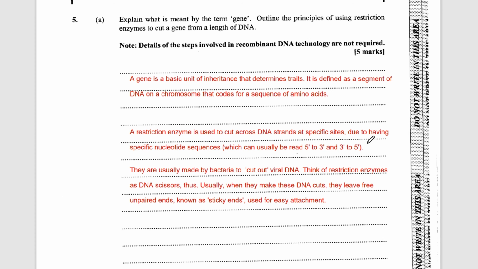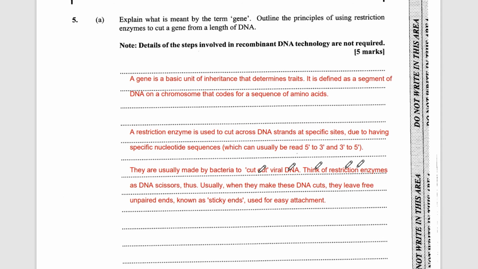And you have palindromic words too. An example of a palindromic word is Bob. B-O-B can be spelled the same way forward and backward. And another one is racecar, which again can be spelled the same way forward and backward. In this case, you would have nucleotide sequences that would be the same forward and backward. I'll just give you an example. It would be like ATTA, right? Same way. So they are usually made by bacteria to cut out viral DNA.